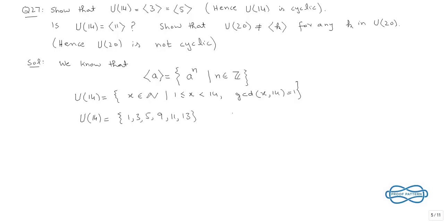Clearly, the order of the unitary group under multiplication modulo 14 is 6 because there are 6 elements in this group. Now, a group is cyclic if it has an element whose order is equal to the order of the group, meaning that group can be generated by that single element.